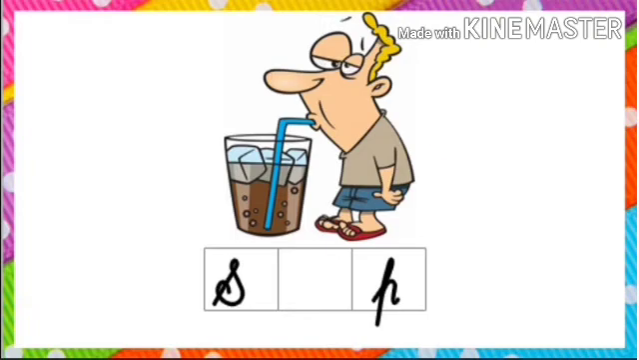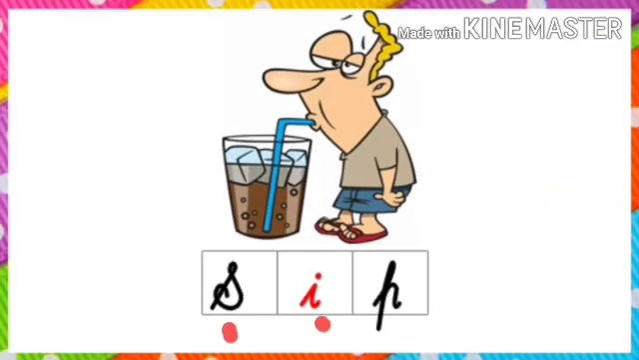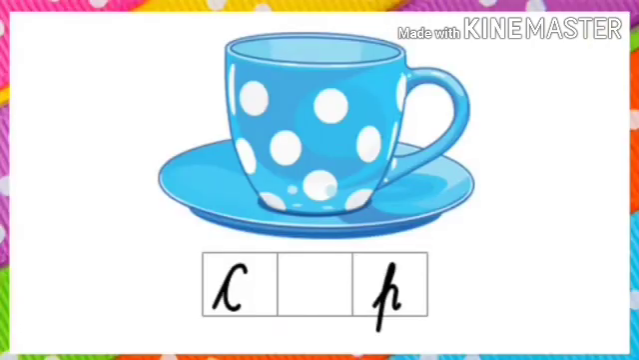Let's try one more picture. Which picture is this? This is a picture of sip. Sound of the word S, I, P, sip. Beginning sound is S. Letter is S. Ending sound is P. Letter is P. What about the middle sound? Which vowel sound is missing? I sound is missing. Which vowel says I? I says I. So fill the missing sound and make the word complete. S, I, P, sip.